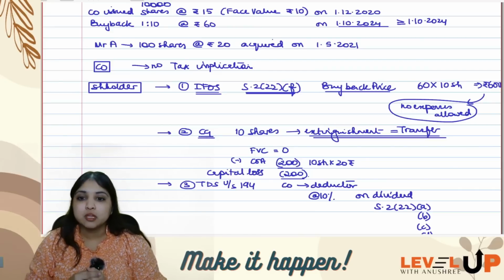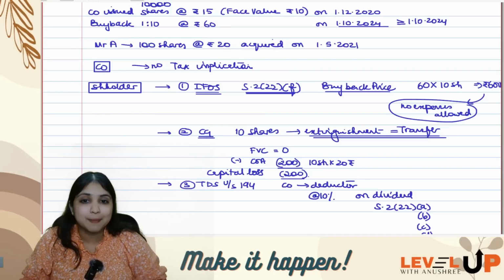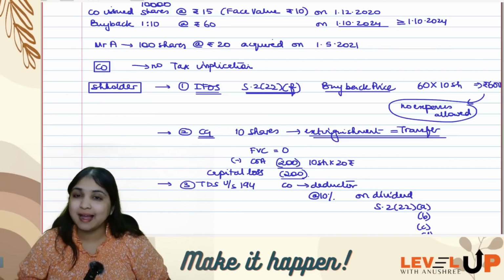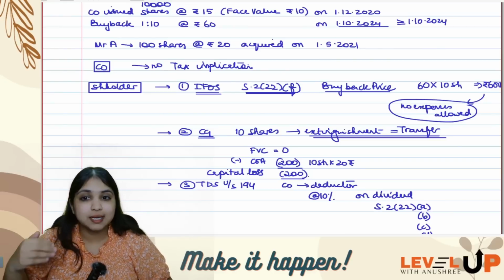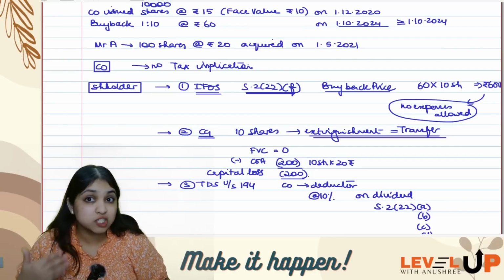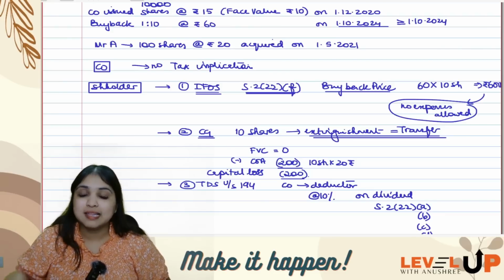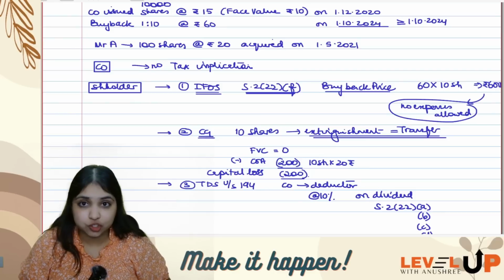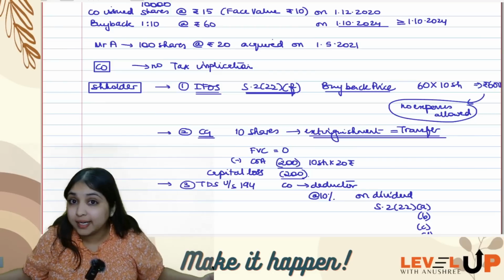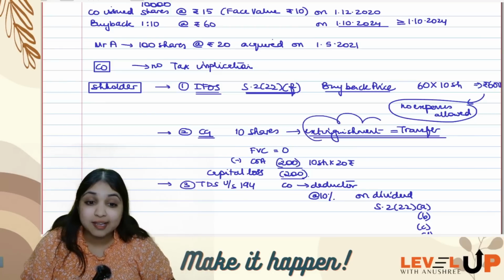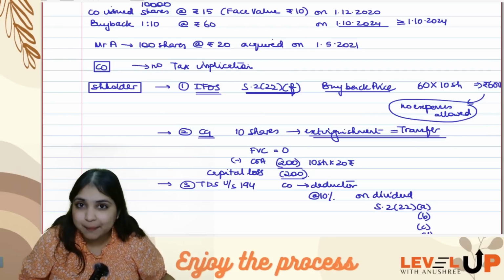Getting my point? From the shareholder's point of view, whatever buyback price he is receiving is fully taxed under IFOS 222F. From the capital gains point of view, it's as if the 10 shares are extinguished, because we know very well, even in section 68 of the Companies Act, you must have learned that once the shares are bought back, they are extinguished. So from Mr. A's point of view, those 10 shares are not existing anymore. So the 10 shares are extinguished, so there is going to be a transfer, and because of this transfer, there will be capital gains computation.